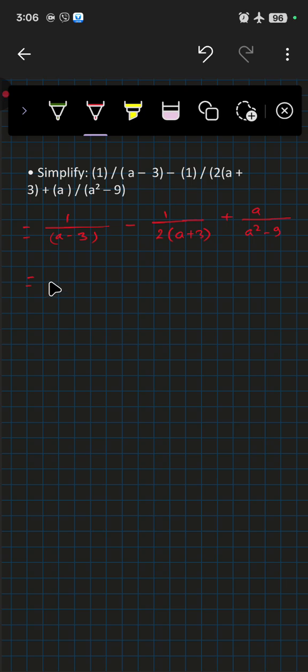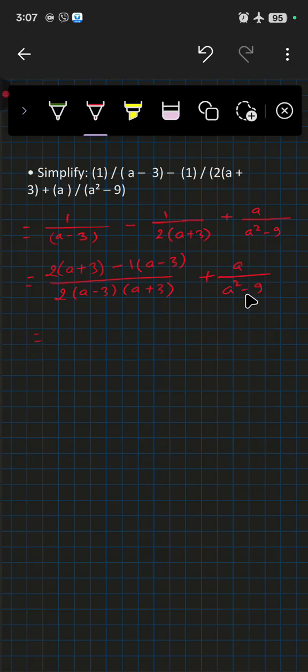So a minus 3 and 2 into a plus 3 will give us 2 into a minus 3 into a plus 3 as the LCM. So a minus 3 is matching. What is left? 2 into a plus 3 will multiply 1, and it will remain the same. 1 multiplied by anything will remain the same except 0. So 2 into a plus 3 will be written. a minus 3 will multiply the 1. So it is something like this. 1 will multiply a minus 3. And the third term I am just copying down the same for a while.